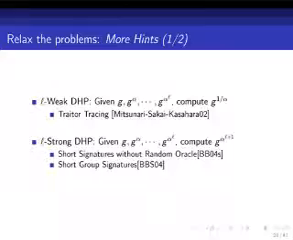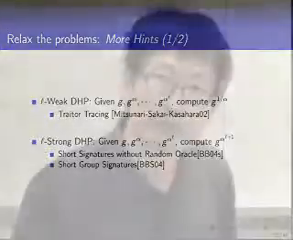Another direction is to give more hints. For example, when you are given g and g to the alpha, if you can compute g to the 1 over alpha, it's called the Diffie-Hellman inversion problem. But instead, we give more hints like g to the alpha squared, g to the alpha cubed, up to g to the alpha to the L. This problem is called the L-weak Diffie-Hellman problem. It was proposed to design a traitor tracing scheme. And we have more variants like given this.